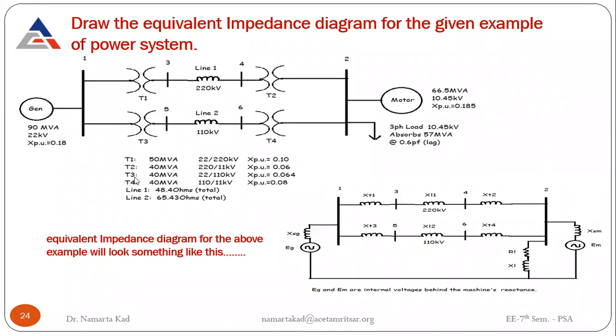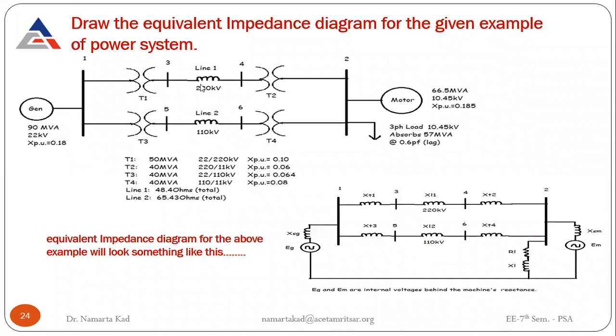And similarly the T3 transformer, this one. This one is again a step up transformer, that steps up the 22 kV. The generator is 22 kV, so that's why the primary sides of T1 and T3 are 22 kV. See here, 22, 22, because the generator is 22 kV. The first transformer steps up to 220. The third transformer steps up the voltage to 110.